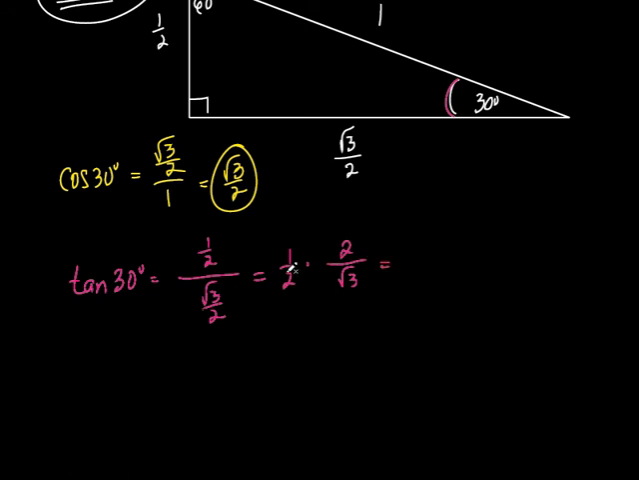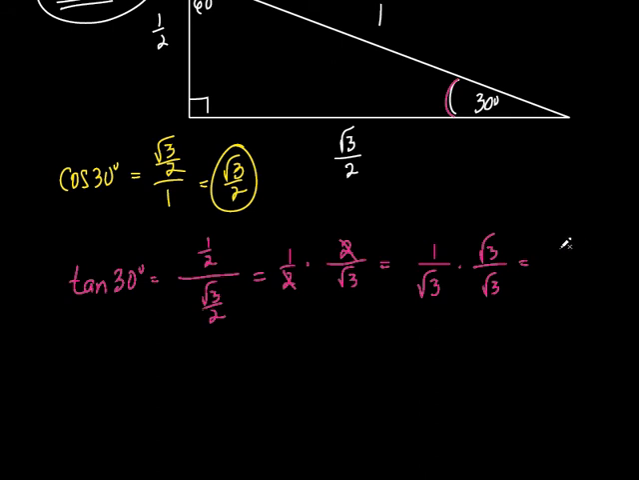Let's simplify this. 2 cancels right here. What am I left with? 1 over the square root of 3. But we have a little problem there, don't we? Why can't we leave it like that? Because the square root of 3 is on the bottom. We've talked about this many, many times now. How do we get rid of that square root of 3? Multiply the top and bottom by the square root of 3.